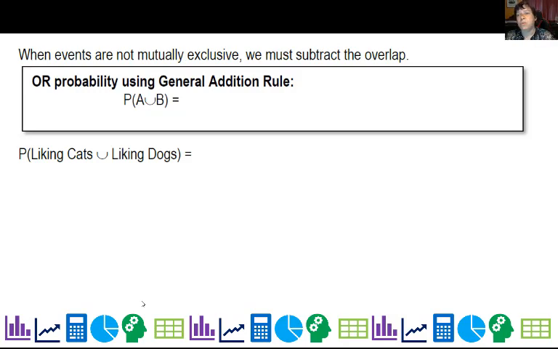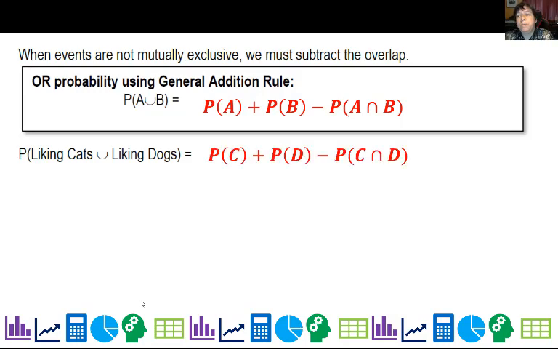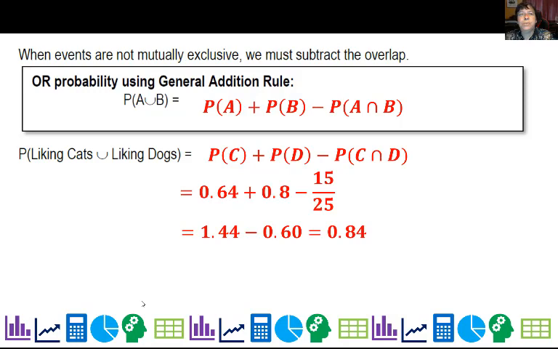So when things are not mutually exclusive, like the cats and dogs, we have to take into account the overlap. So we'll add the probability of A and the probability of B, but there's a little fraction there that's being double counted when A and B happen at the same time. So we need to subtract that one out because it's double counted. So if we just added our probabilities of cats and dogs and subtracted that 15 that's in the overlap, you'll see we get the correct answer, which is 84%.